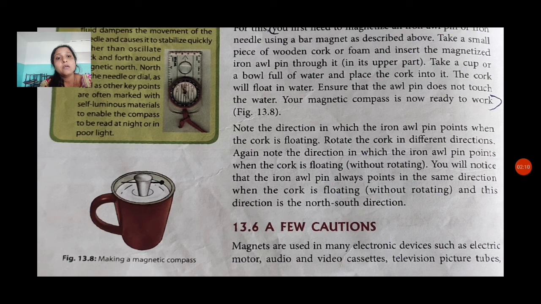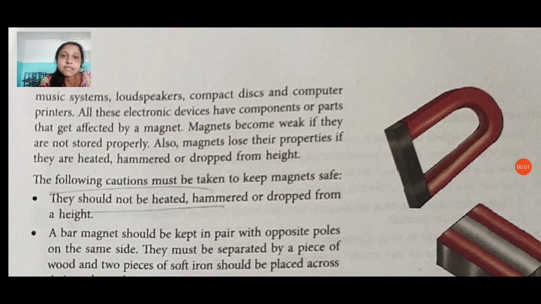Then our other topic. Magnets are used in many electronic devices such as electric motors, audio and video cassettes, televisions, picture tubes, etc. So now we discuss this. In music systems, loudspeakers, compact discs and computer printers, all these electronic devices have components or parts that get affected by a magnet. We can see that magnets are used there.